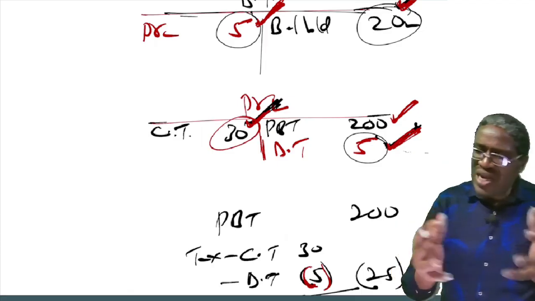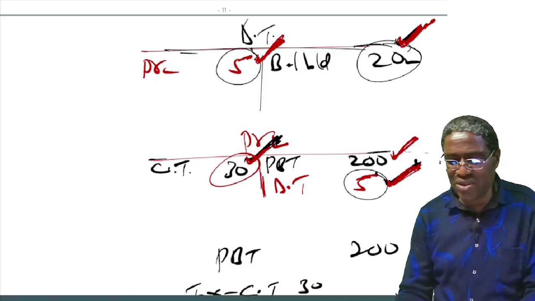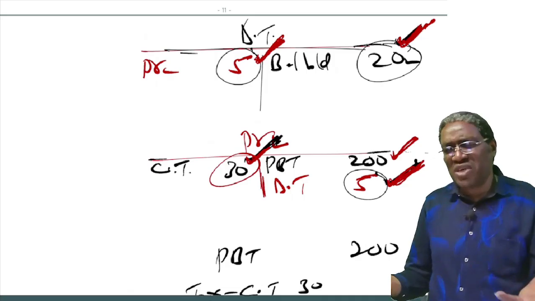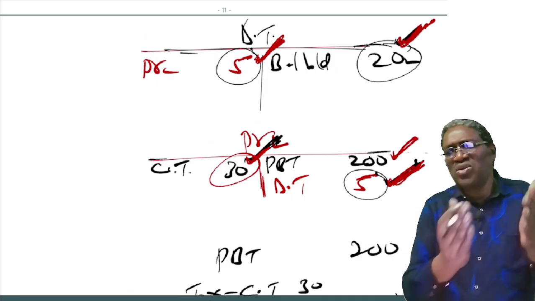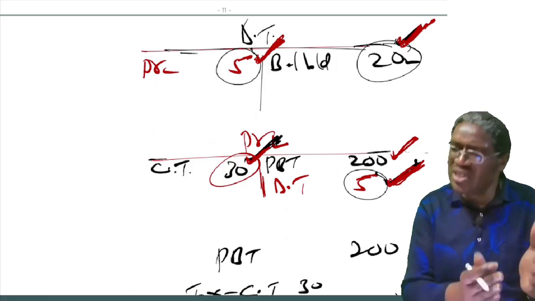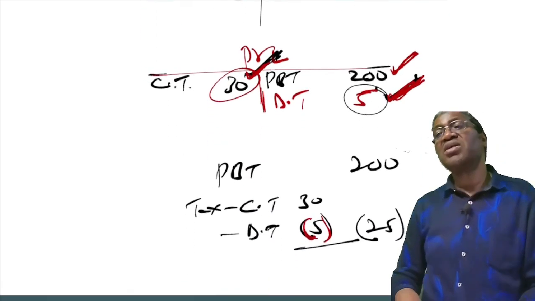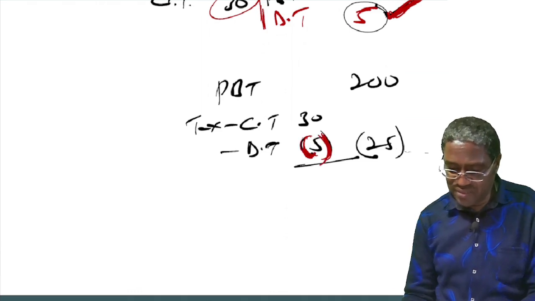But now the language was reduce the deferred tax by 5 million. To reduce the deferred tax, I debited deferred tax, I credited the P&L account. So I need to ask myself, when I'm crediting the P&L account by 5 and there was a debit of 30, am I increasing the 30 or am I reducing the 30? It is obvious you are reducing the 30. So in that case, you minus.